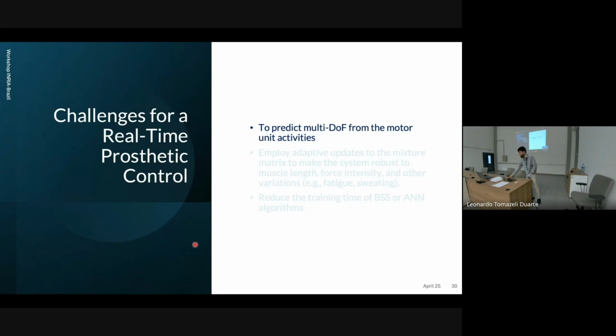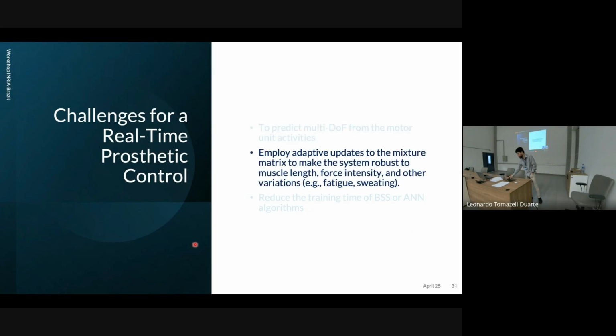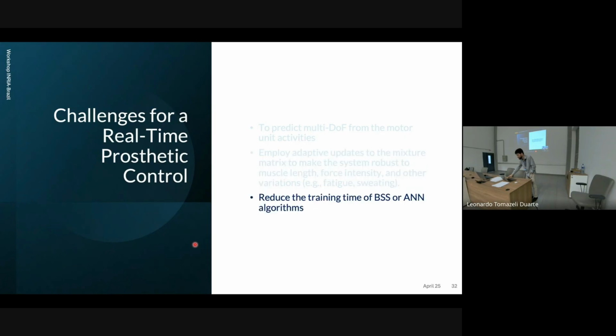Well, we have a lot of challenges. For example, we are trying to move to a more multivariable, let's say, problem, trying to solve the multi-degree of freedom problem using motor unit activities, and employing some kind of adaptive method to update the mixture matrix of the method to, for example, make the system more robust to changes in muscle contraction, fatigue, sweating, and other kinds of variations that we have during movement, and then reduce the training time of these algorithms to employ more real-time methods in the prosthetic system. And in this case, we can use, for example, digital twins to train these methods.